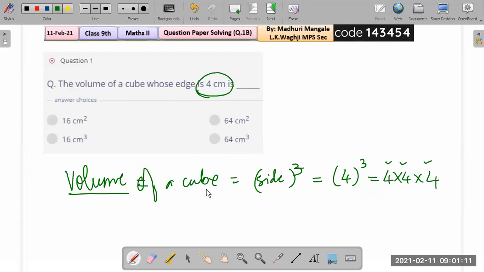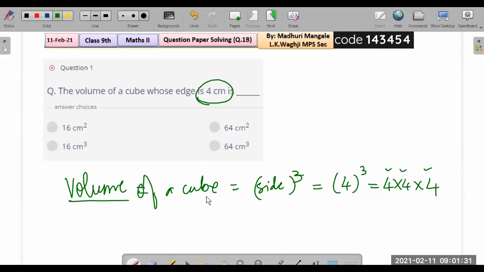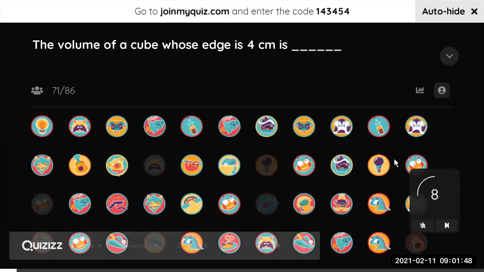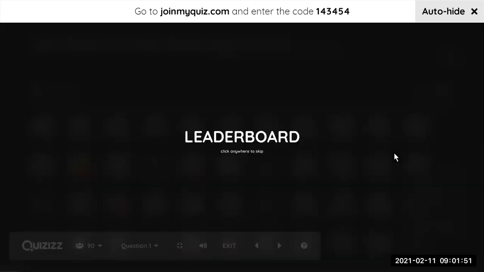Once you multiply, what would you get? The volume of a cube is cube of its side. So 4 cube, that was the answer. Okay, the timer is running, so quickly. Another 10 seconds. And time's up. Let's see how many of you got it right.